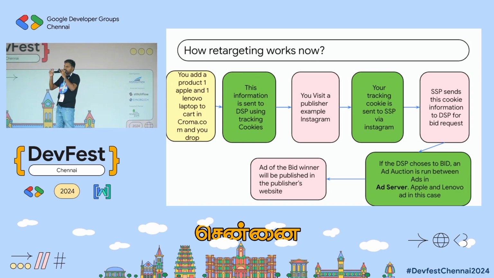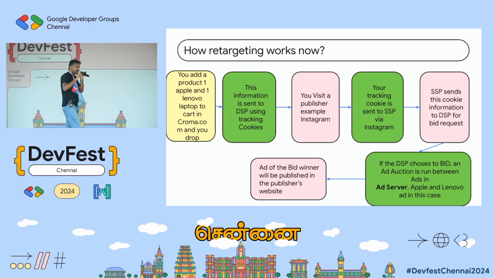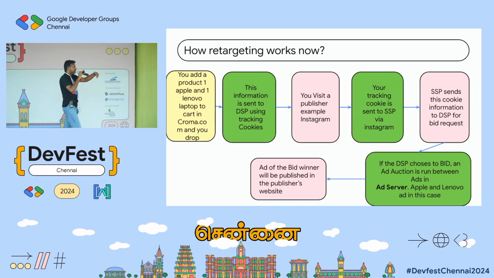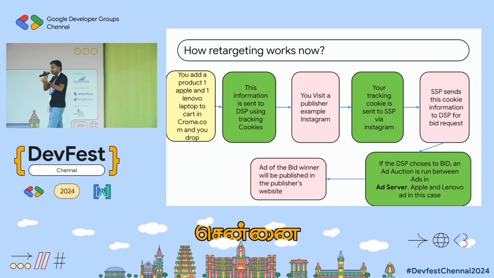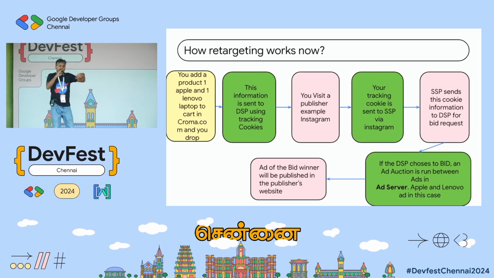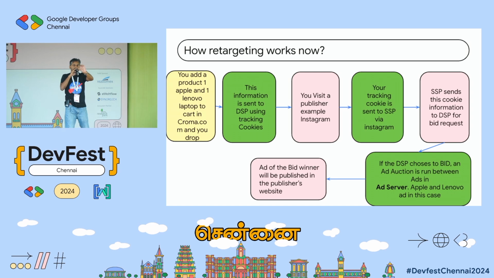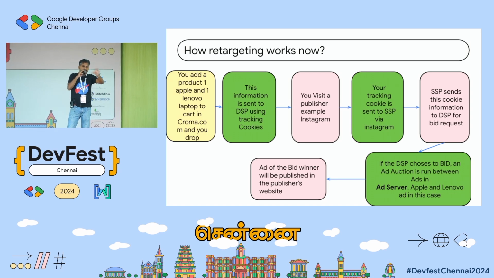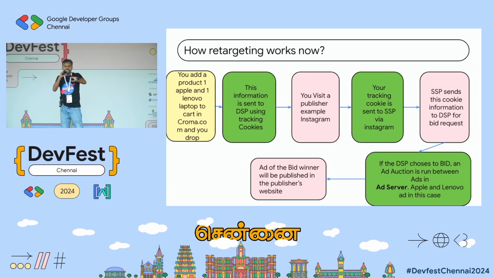So they see this is the same guy who added those two products to the cart. There is an automatic bidding between Apple and Lenovo. Based on the ad quality and the amount they are spending on the advertisement, an auction happens. Whoever wins the auction, that advertisement will be shown. It's basically a competition between Apple and Lenovo because you have added two laptops, and whoever wins, that ad will be shown.